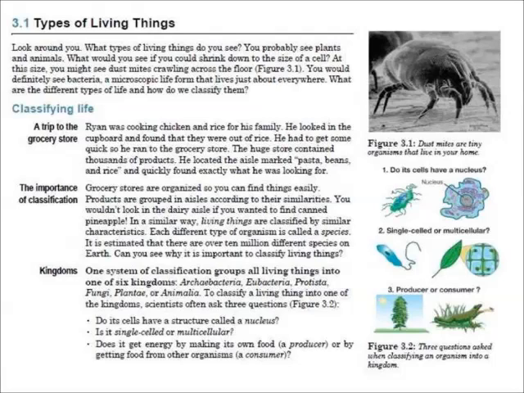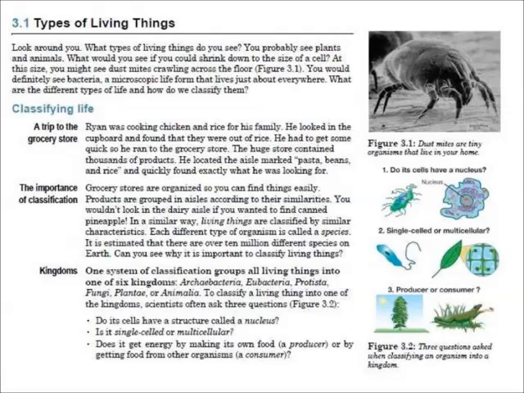Grocery stores are organized so you can find things easily. Products are grouped in aisles according to their similarities. You wouldn't look in the dairy aisle if you wanted to find canned pineapple. In a similar way, living things are classified by similar characteristics. Each different type of organism is called a species. It is estimated that there are over 10 million different species on Earth. Can you see why it's important to classify living things?